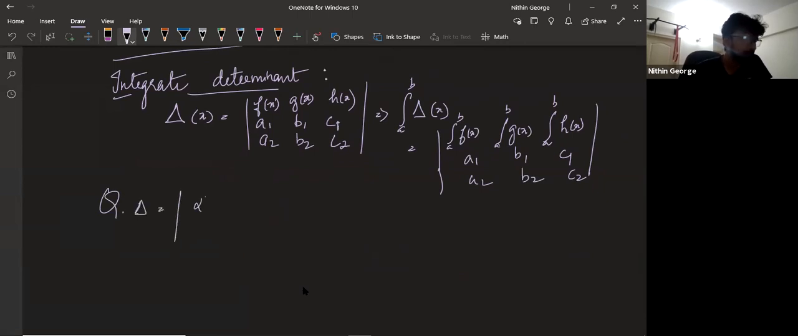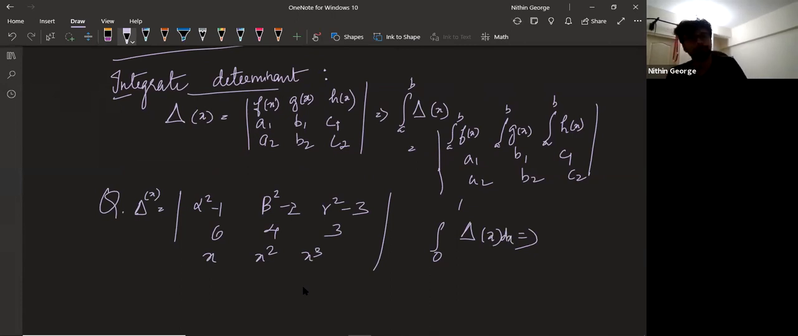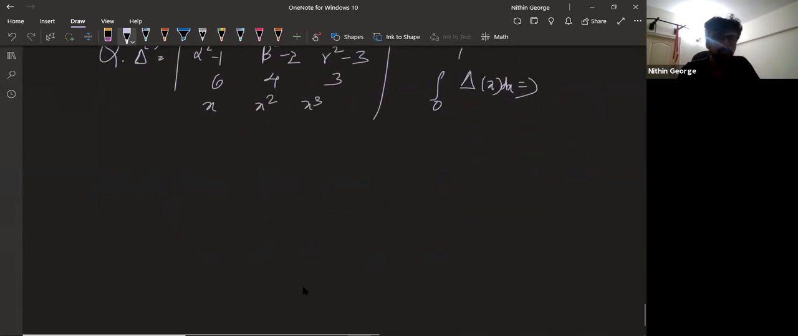Delta is given to be alpha square minus 1, beta square minus 2, gamma square minus 3, 6, 4, 3, x, x square, and x cubed. You have to find the integral from 0 to 1 of delta x dx. How do you find this?